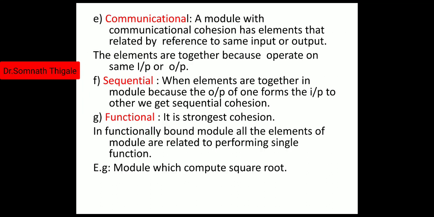Next, communicational. A module with communicational cohesion has elements that are related by reference to the same input or output. The elements are together because they operate on the same input or output. We call this the communicational cohesion level, because of some interface, they came together.